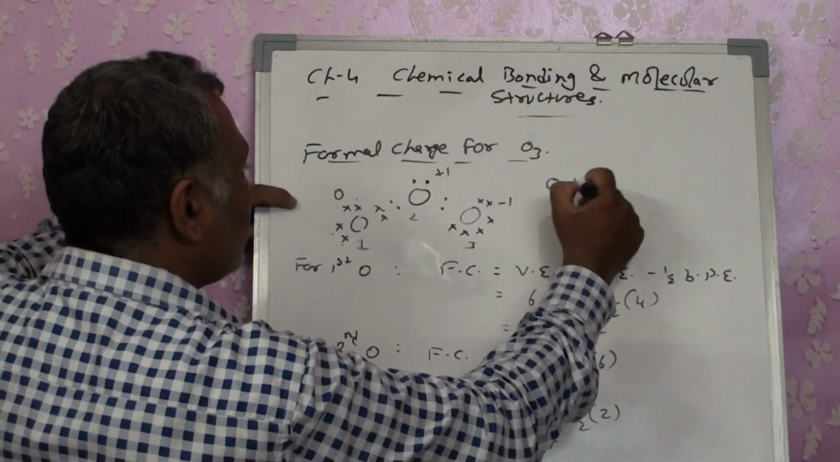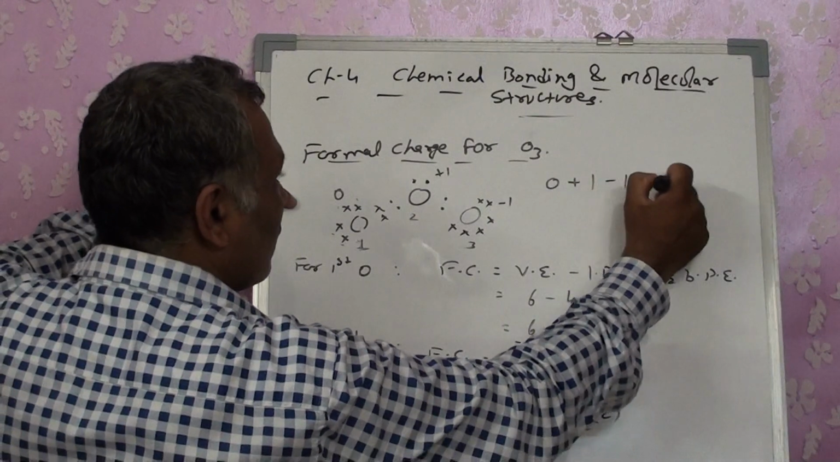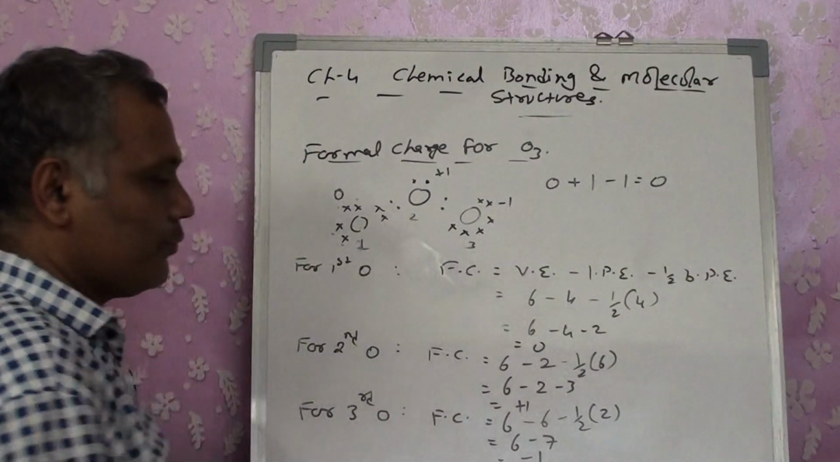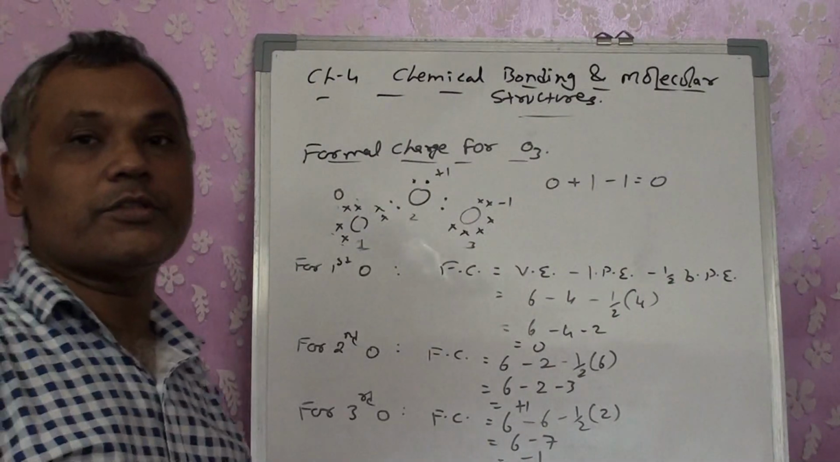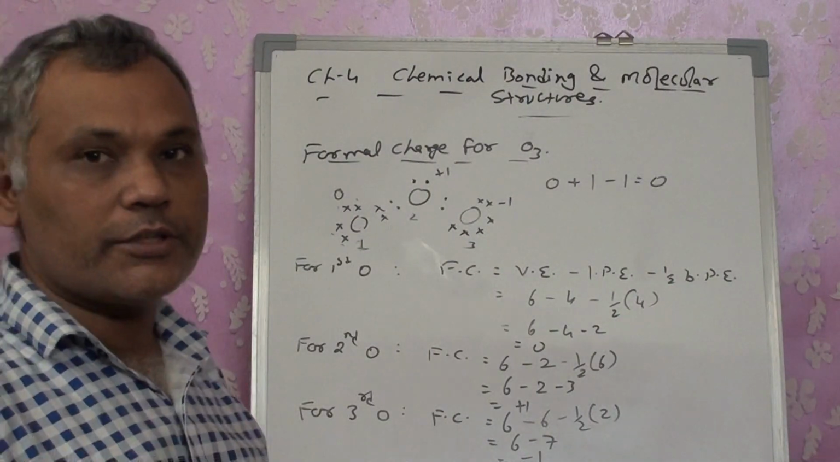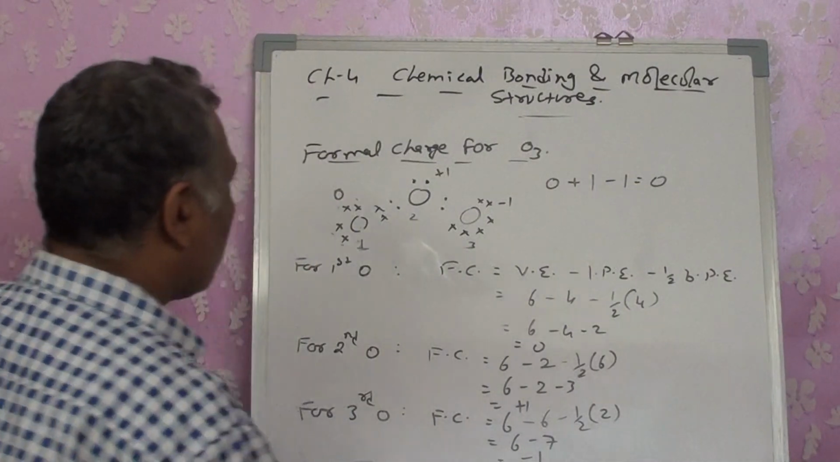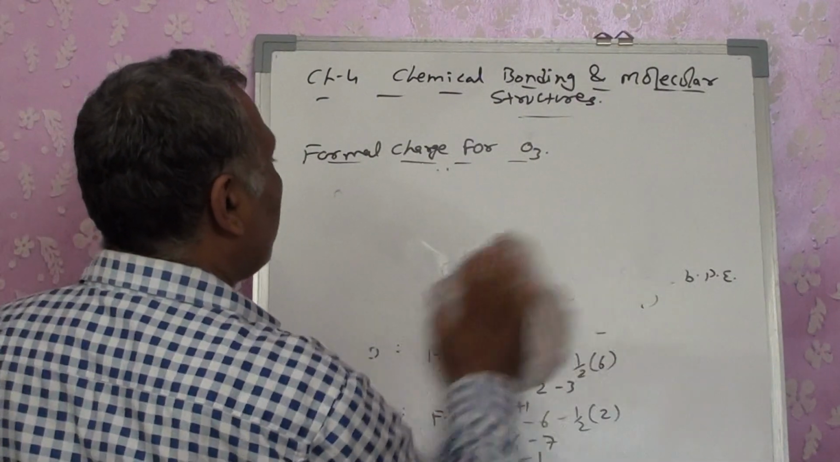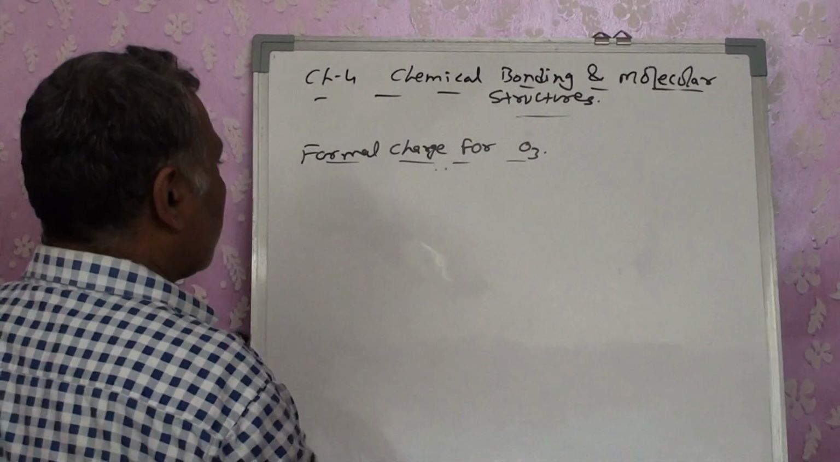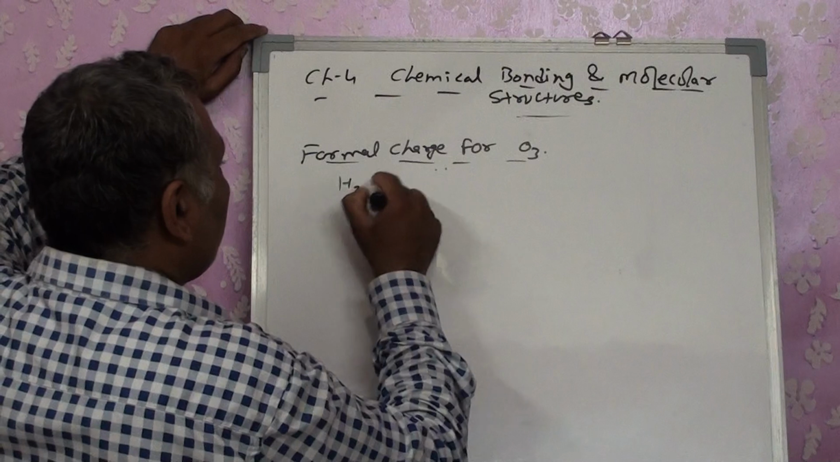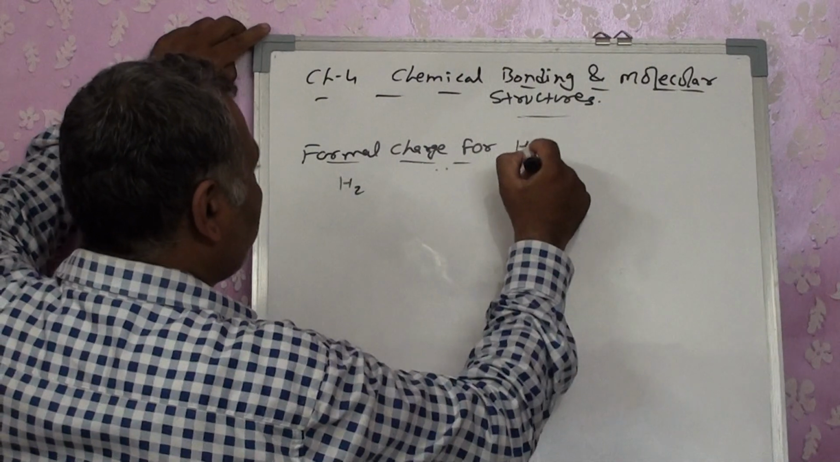If I calculate it, the total formal charge is 0. Right? So all 3 different oxygens have 3 different formal charges. Let's do one more example. Let's take another dot structure that we have already done, H2SO4.